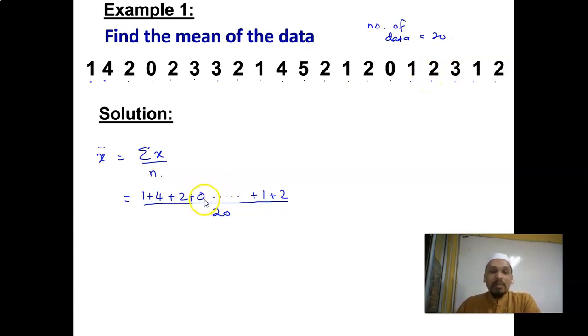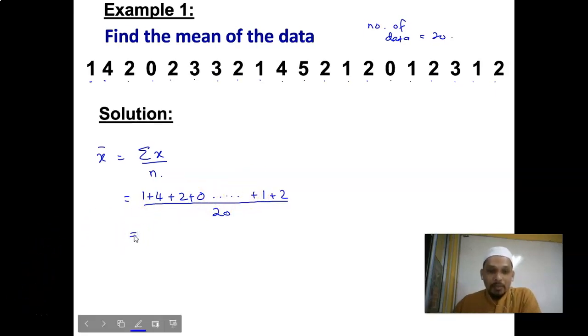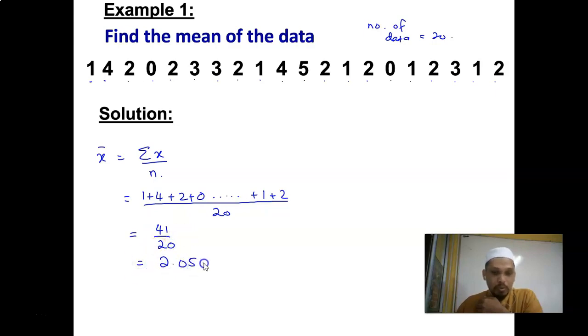Okay, in the examination you can't write this part here. You may use your calculator, but then you need to list down all this. You are not allowed to simplify it like this one here. You will need to list down all the numbers here, summation divided by 20. So this one here gives you 41 divided by 20, equal to 2.05.